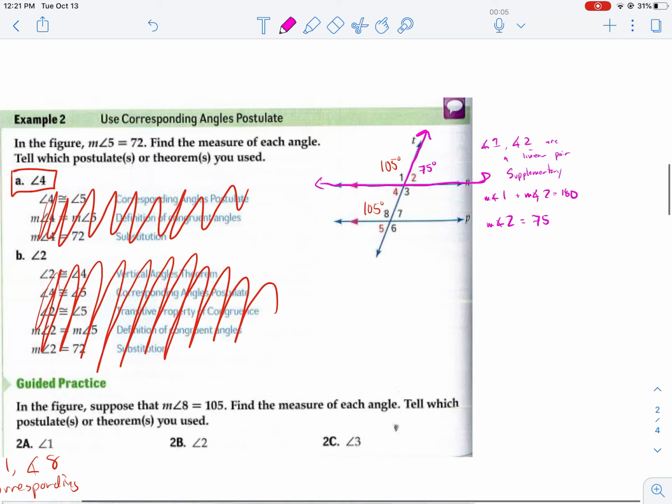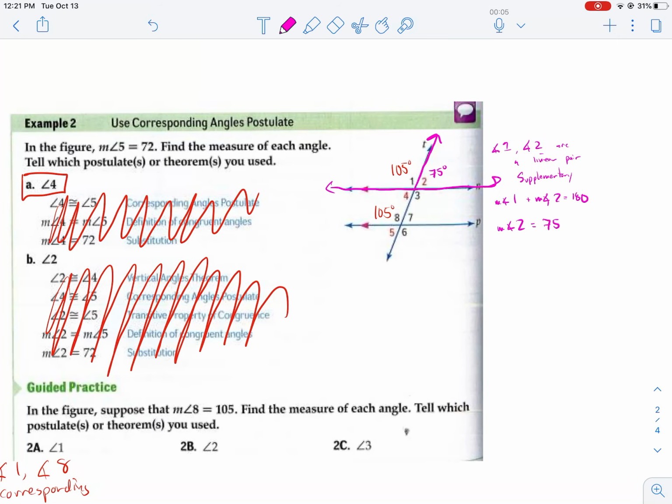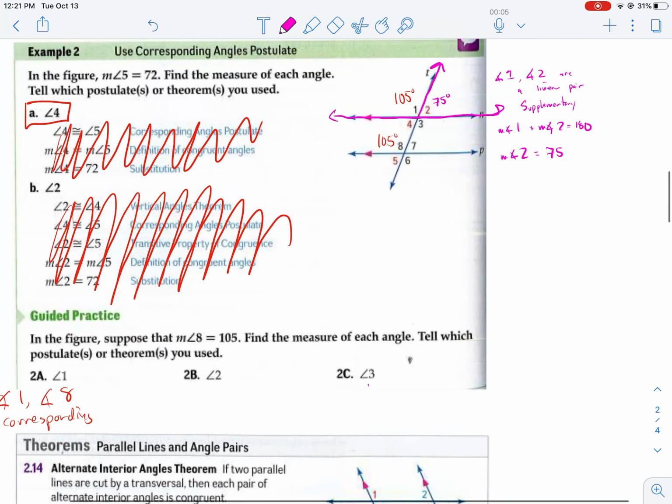And finally it says, what's the measure of angle 3? Well, angle 3 and angle 1 are what we call vertical angles. Okay, and therefore angle 3 is also 105 degrees.